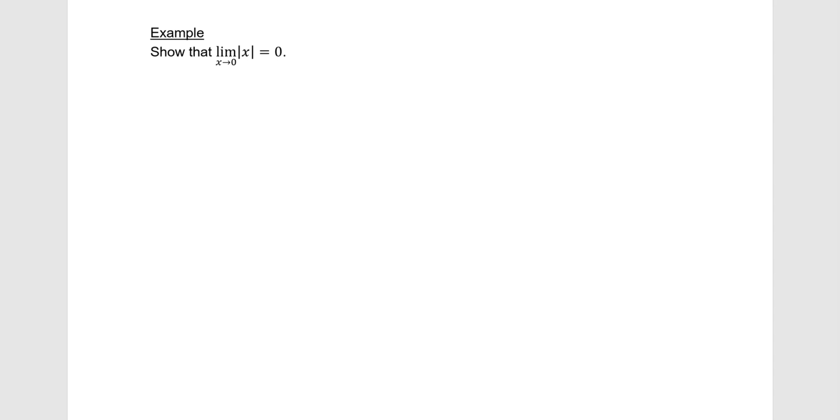What we need to do is recall what the absolute value function is. The absolute value of x is actually a piecewise function, and it's going to equal x when x is positive or 0, and it's going to equal negative x when x is negative. Hopefully that makes sense. It's going to equal whatever the x is when it's positive, because the absolute value of 3 is just 3. But it's going to equal negative x when it's negative.